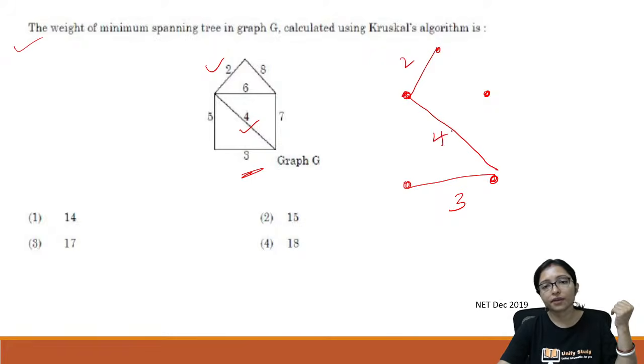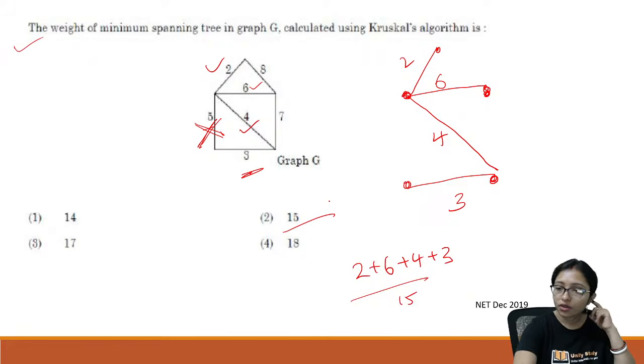After that next 4 is the minimum. Take 4 here. Then next, 5, can you take? No, because it is creating a cycle. You cannot take 5. Now you can take 6. So it will be your answer. That's why 2 plus 6 plus 4 plus 3, that is 15. So 15 is the answer.